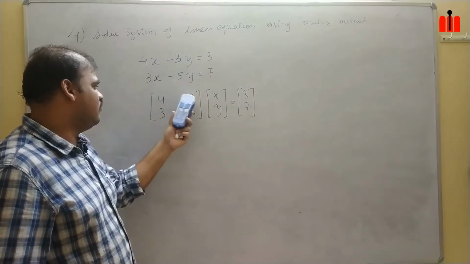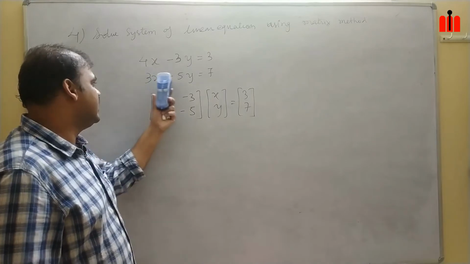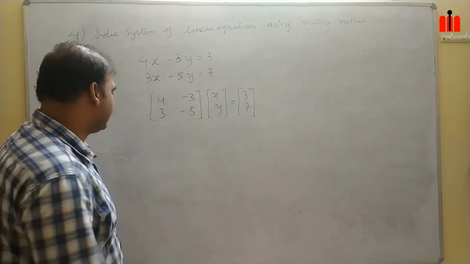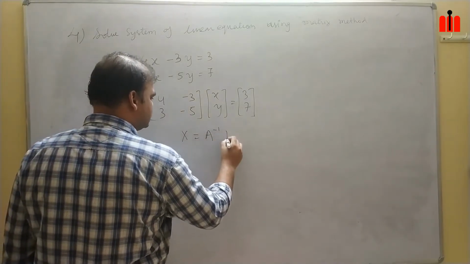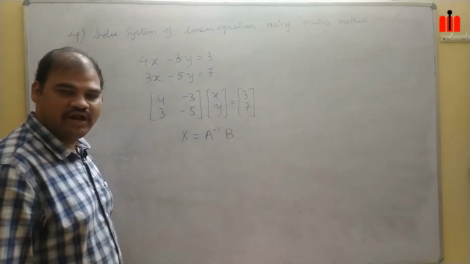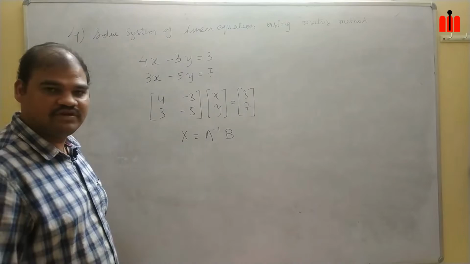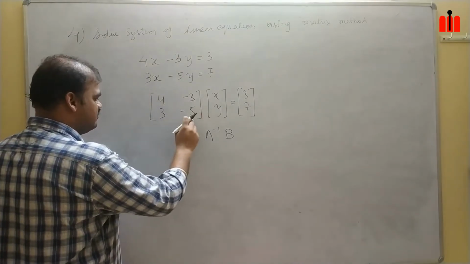So what is here? 4x minus 3y. So 4 and minus 3 are the coefficients of x and y for the first equation. 3 and minus 5 are the coefficients of x and y for the second equation. Okay, so we have to find X equal to A inverse B. So we have to find the A inverse B product, which gives X. What is A here? A is [4, -3; 3, -5].